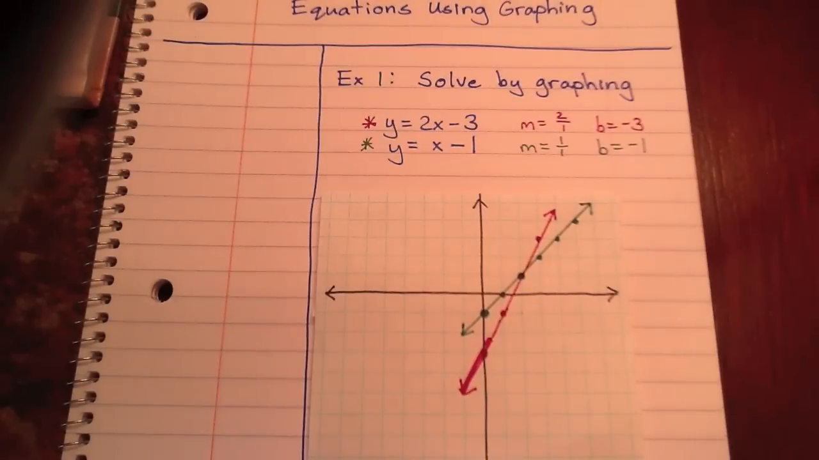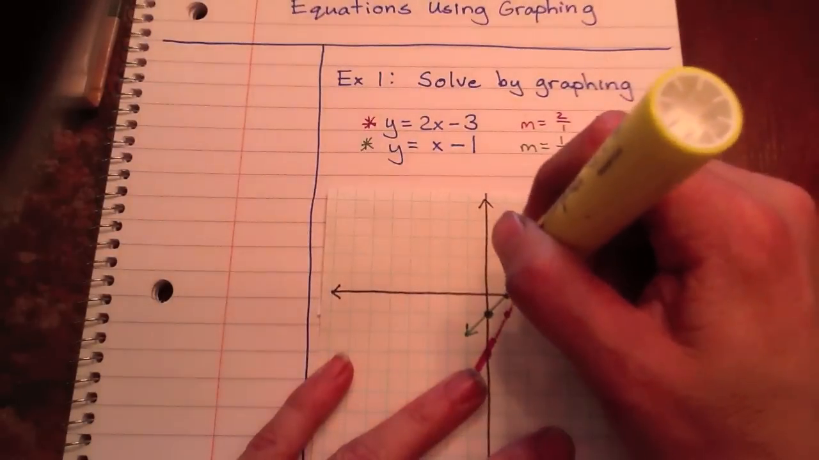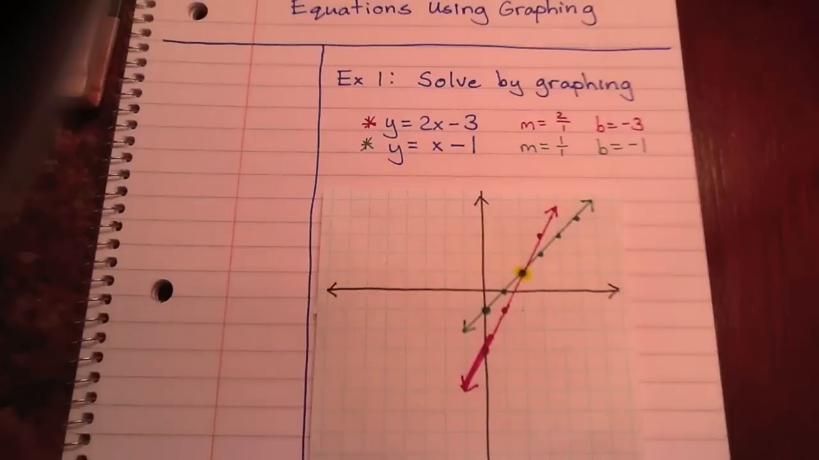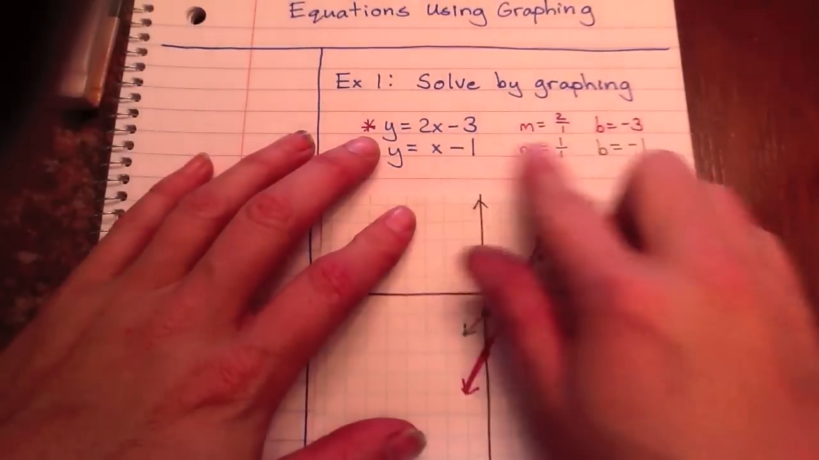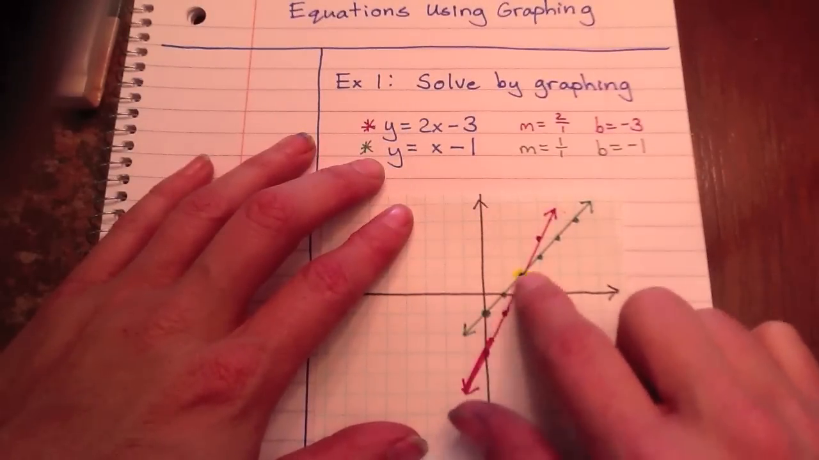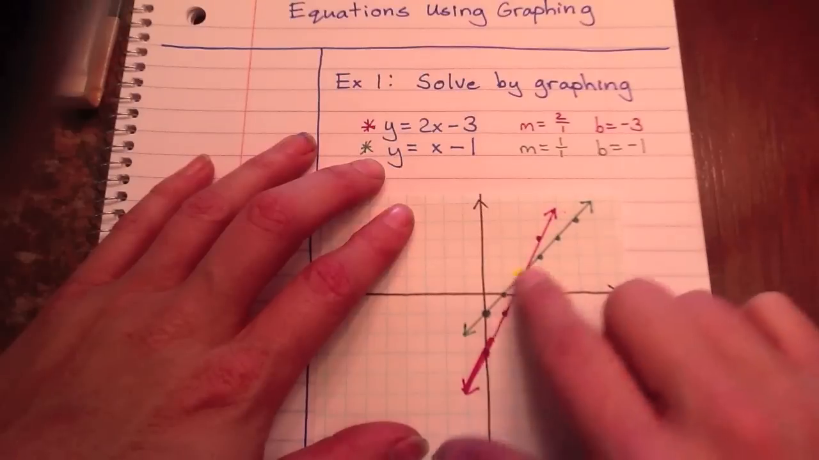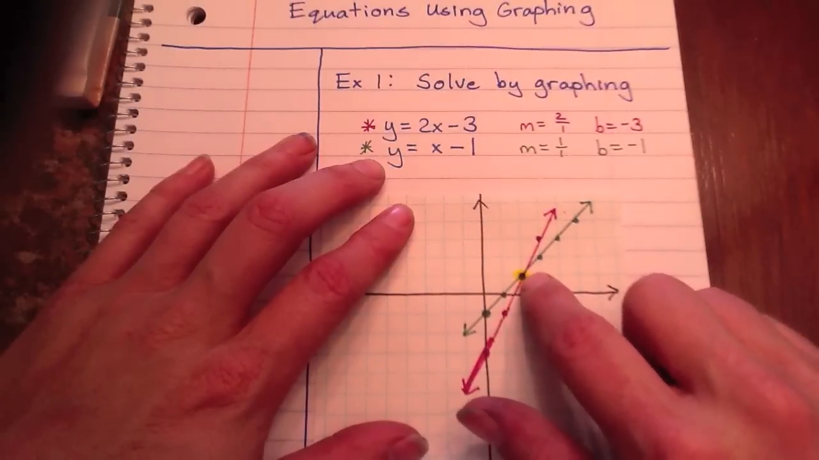Now take a look at this graph and think about what you notice about it. What most of you probably noticed is that there is a point right here where both lines cross. What this means is that for this pink line, every point along this line is a solution. For this green line, every point along here is a solution. And there is one point that matches, and it's a solution for both lines. That is your answer to a system of equations.